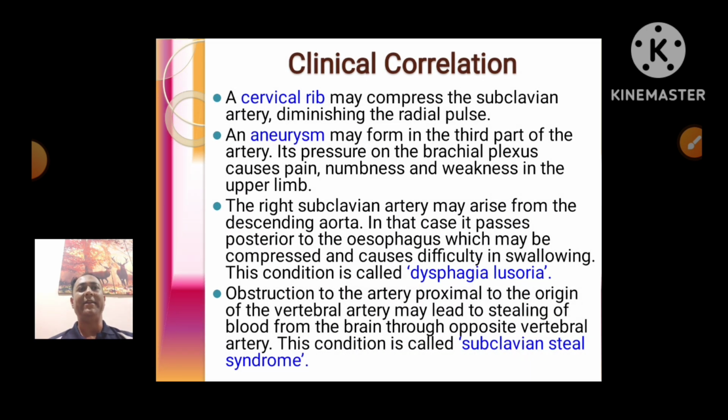Now applied anatomy. The first term, a cervical rib, may compress the subclavian artery, which decreases the radial pulse.